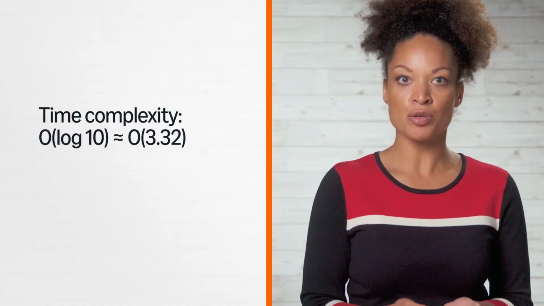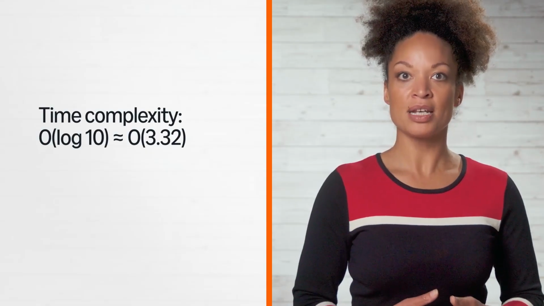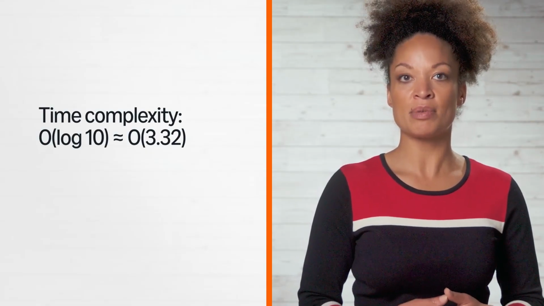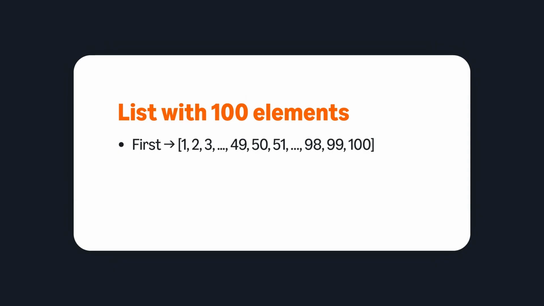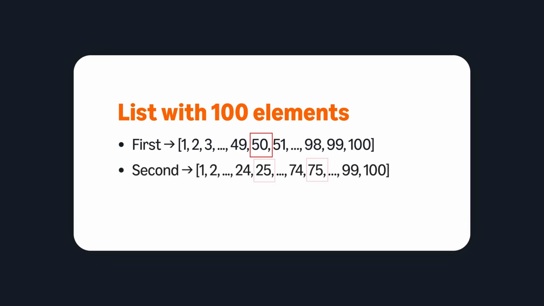This means binary search will require about 3.32 steps to find the target in a list of 10 elements. Now consider a sorted list with 100 elements. Binary search will use the same method, but the number of comparisons, or passes, increases slightly because the list is larger. In the first comparison, check the middle element, the 50th position. Depending on the target value, check the middle of the remaining half, either the 25th or 75th position. Continue halving the list with each step until you find the target.